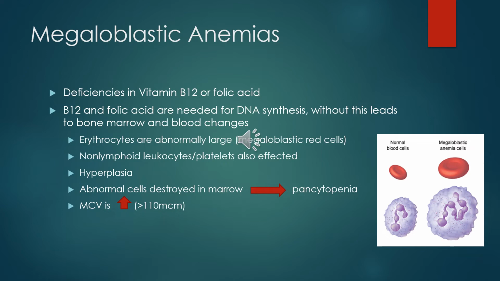So what we end up seeing is an increase in the production rate of abnormally large erythrocytes, platelets, and leukocytes. However, most of these abnormal cells are destroyed within the bone marrow and never actually make it to the circulatory system. The only cells that actually make it out of the bone marrow are the mature red blood cells, platelets, and leukocytes. However, there is a very small amount in the circulatory system, leading to pancytopenia.